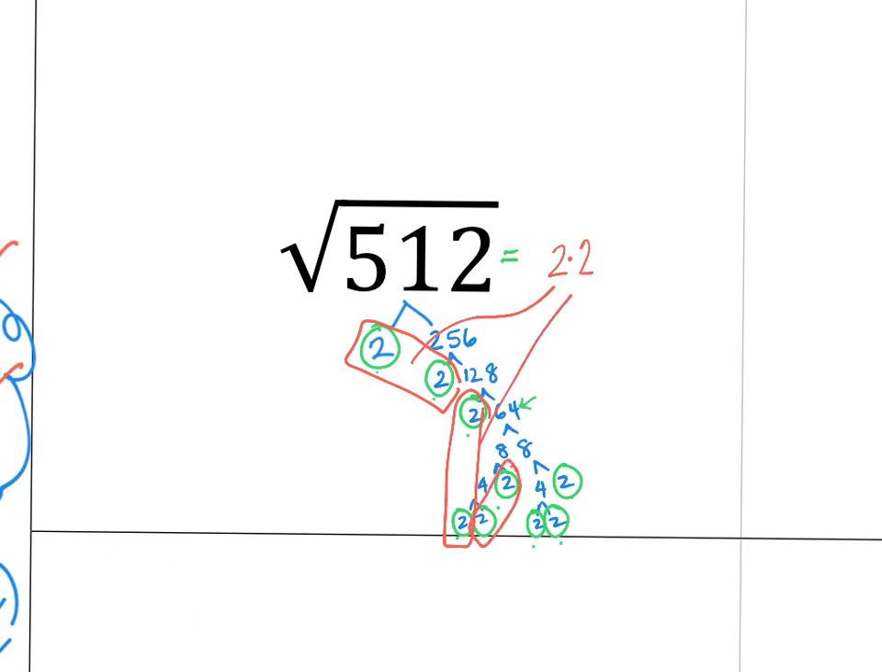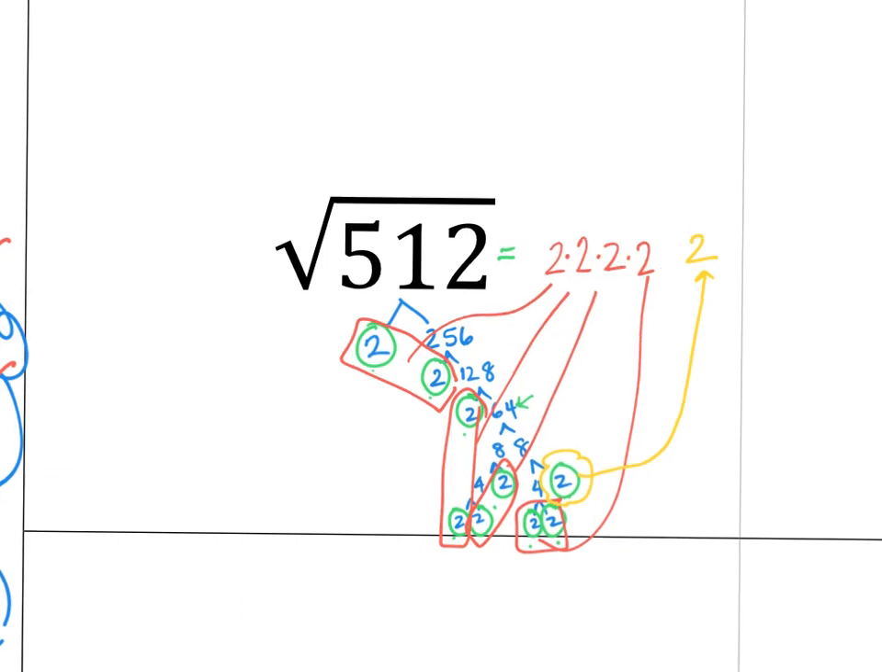Here's another pair, that's going to come out as a 2, and another pair, that's going to come out as a 2. And then we have this little guy still left. He doesn't have a partner, so he has to stay inside. It's not going to be a perfect square, so 2 has to be inside of our radical. So the answer to this, if I multiply 2 times 2 times 2 times 2, that's 2 times 2 is 4, times 2 is 8, times 2 is 16, it's going to be 16 square roots of 2. So that's simplified. Again, it's not a perfect square, but it's simplified.